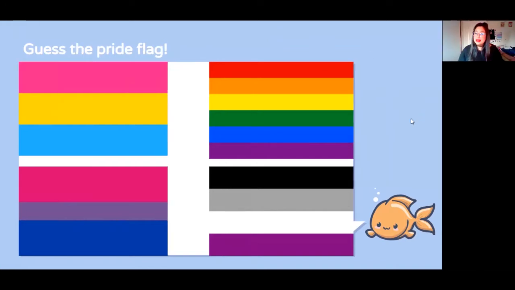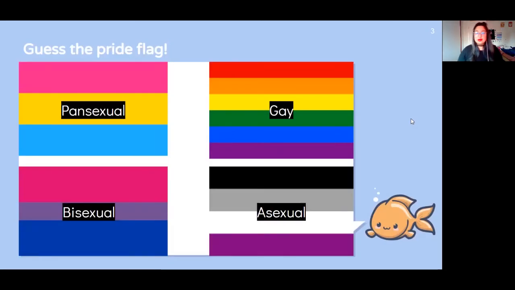Okay, that was admittedly a little less than 30 seconds, but the show must go on. So here are the results. The top left, we have pansexual, bottom left, bisexual, top right, gay, and bottom right, asexual. And if you are unfamiliar with any of these terms, then fret not, we will be going over them.